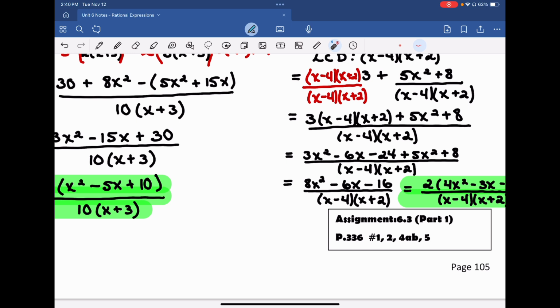Okay, in the meantime, go to the textbook, try some of these practice problems out, ask me questions on them, and then in lesson 6.3 part 2, we'll focus more on these binomial denominators like I said.